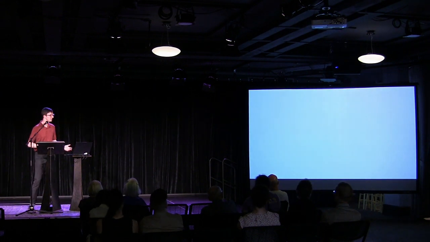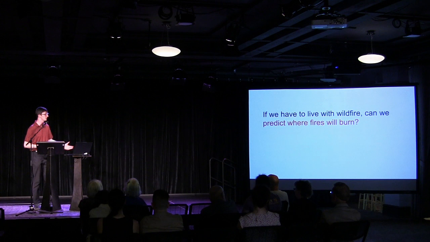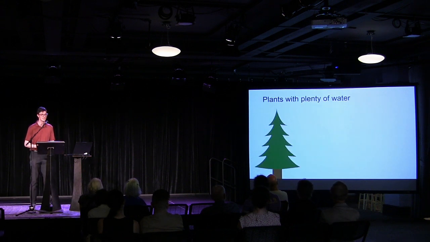So my research in particular asks, if we have to live with wildfire, can we predict where fires will burn? And my approach to this question is, if drought is needed to ignite wildfire, can we measure drought to predict fire? But what exactly do I mean by measuring drought? To understand that, we have to take a little look into how trees make their living.